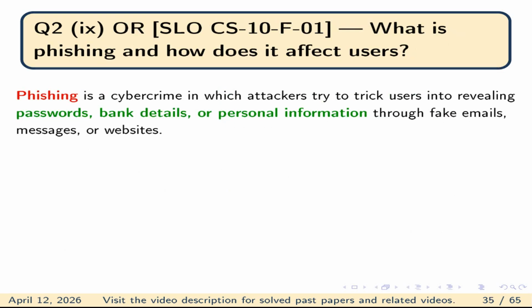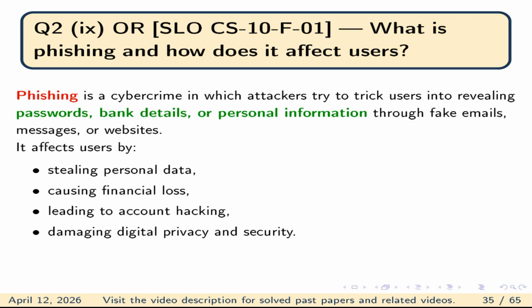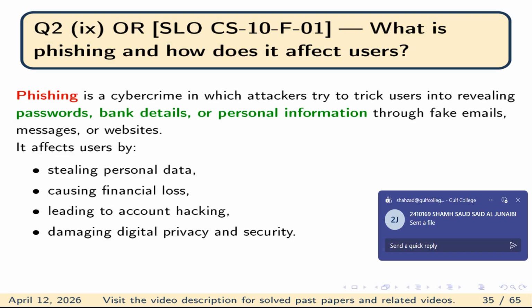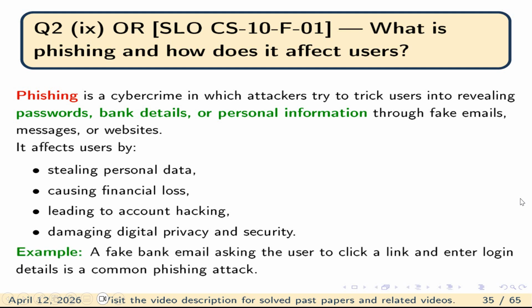Alternate question is: what is phishing and how does it affect users? Phishing is a cybercrime in which attackers try to trick users into revealing passwords, bank details, or personal information through fake emails, messages, or websites. It affects users by stealing personal data, causing financial loss, leading to account hacking, and damaging digital privacy and security. For example, a fake bank email asking the user to click a link and enter login details is a common phishing attack.